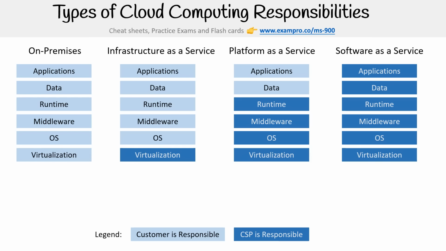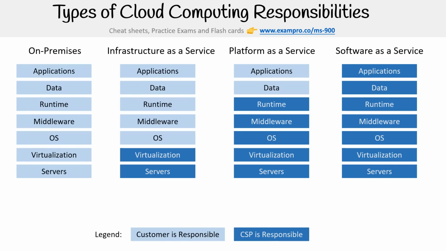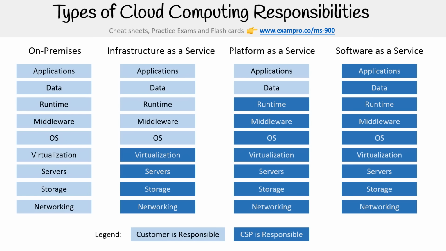Then we get to virtualization. The cloud service provider is responsible for the virtualization for infrastructure as a service, platform as a service, and software as a service. So everything except for on-prem. Then for servers, it's the same. For storage, it's the same. And for networking, it's also the same. So you can see that on premises, you're responsible for everything. And the farther we move up the types of cloud computing, the less responsibility you have.